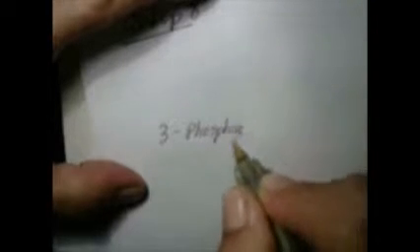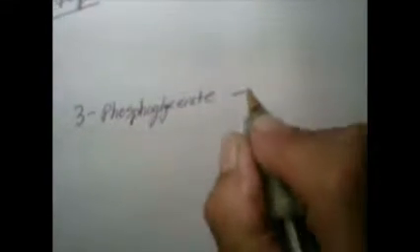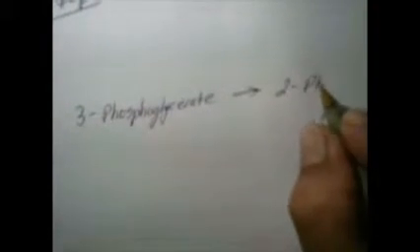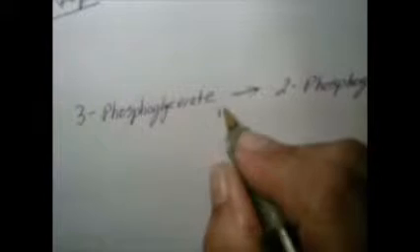So step 8 takes the 3-phosphoglycerate and turns it into 2-phosphoglycerate. You can see that these two compounds are isomers.